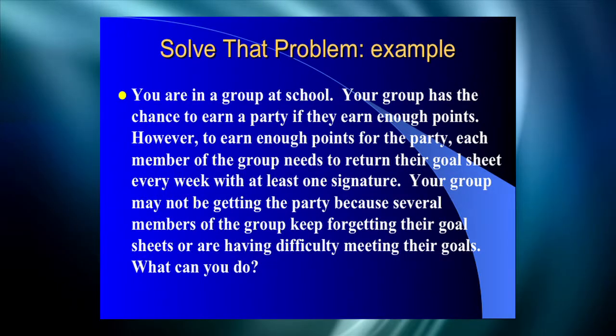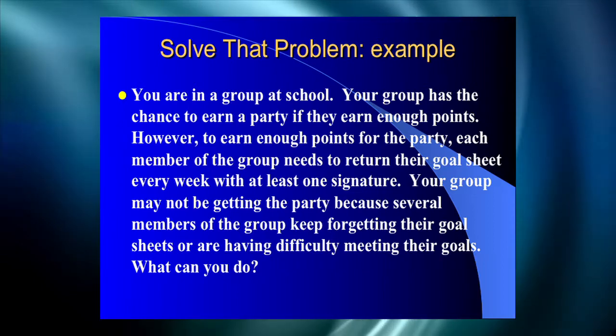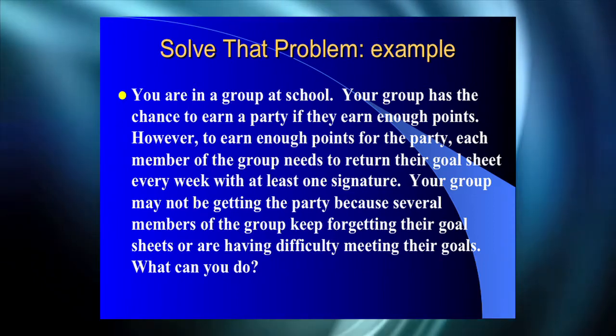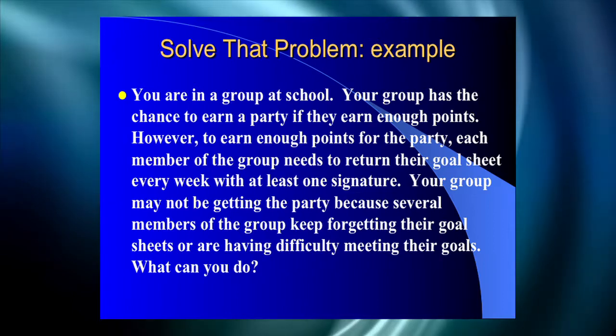You're in a group at school. Your group has the chance to earn a party if they earn enough points. However, to earn enough points for the party, each member of the group needs to return their goal sheet every week with at least one signature. Your group may not be getting the party because several members of the group keep forgetting their goal sheets or having difficulty meeting their goals. What can you do?